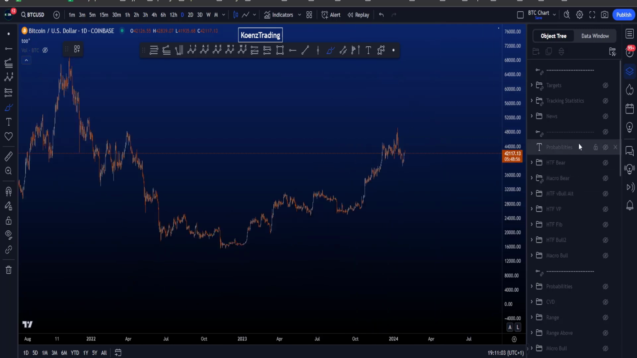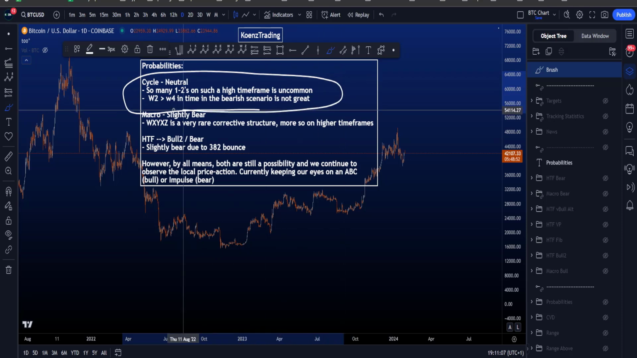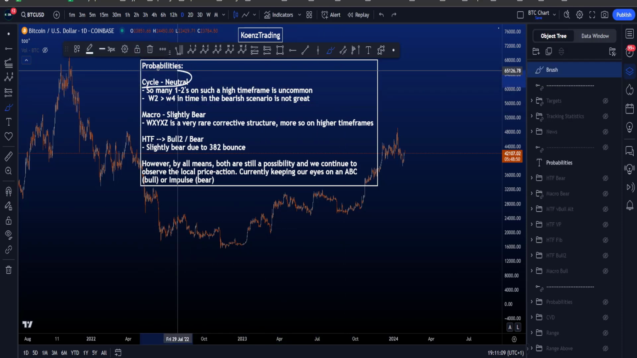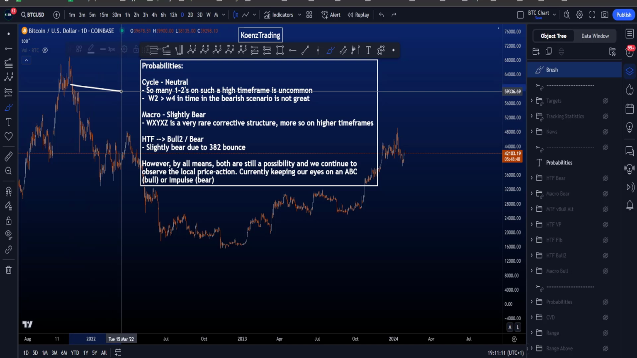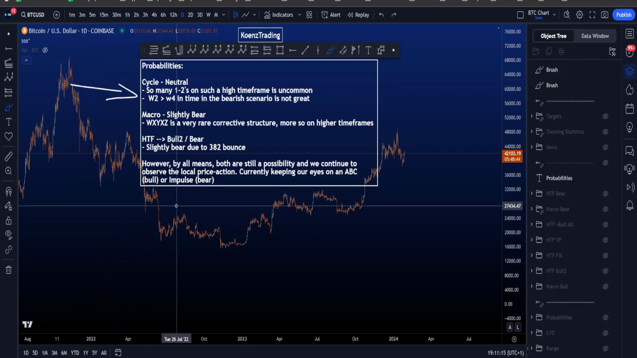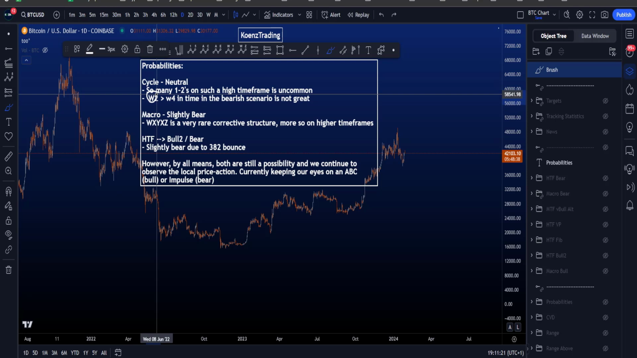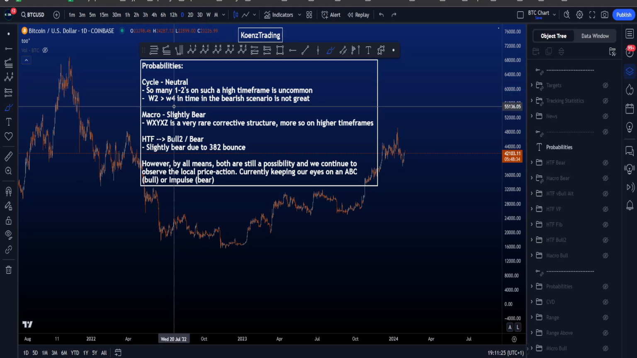So if we then look at the probabilities of the different scenarios, then on the cycle monthly time frame, right, then the probabilities are neutral, because when we look at the bullish scenario, then having so many 1-2s building up on such a high time frame is quite uncommon. But at the same time, in the bearish scenario, your wave 2 is longer in time than your wave 4, which is also not preferred, as usually a wave 4 is longer than a wave 2.